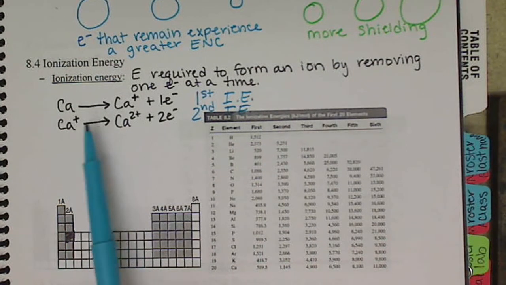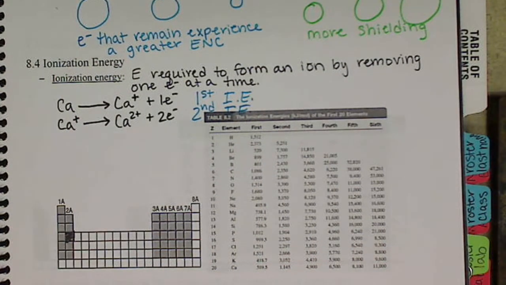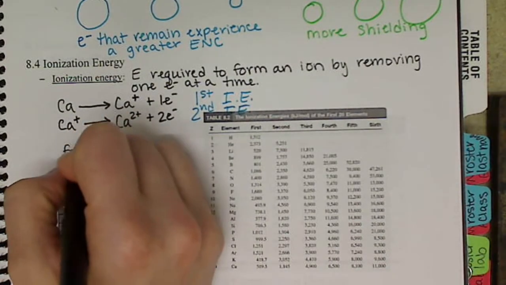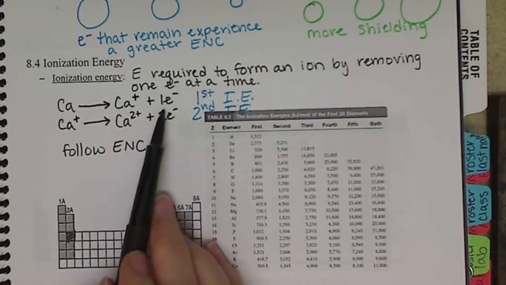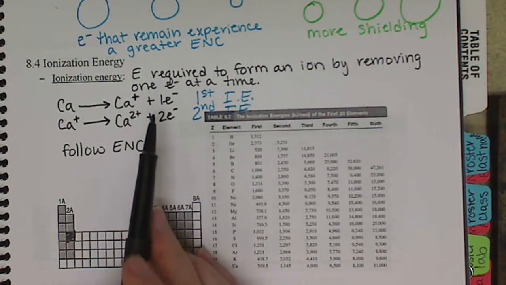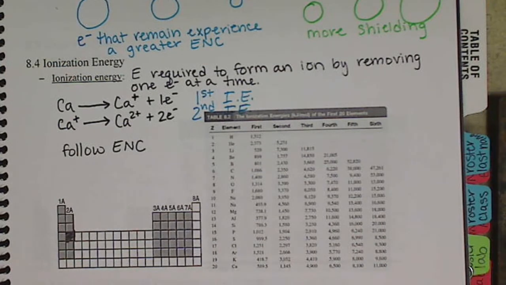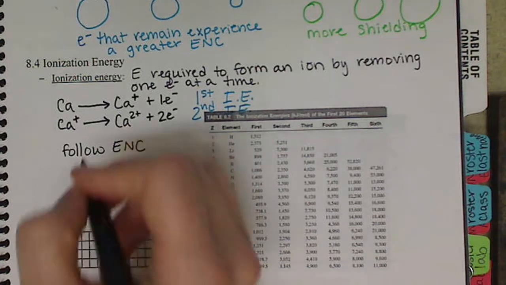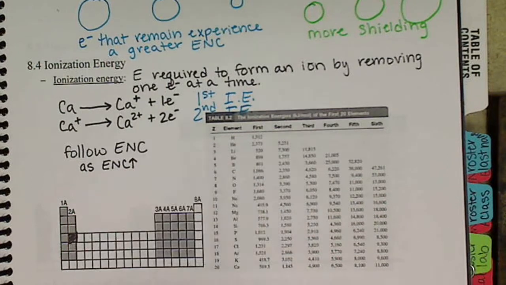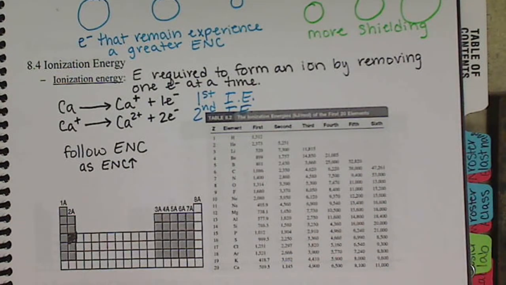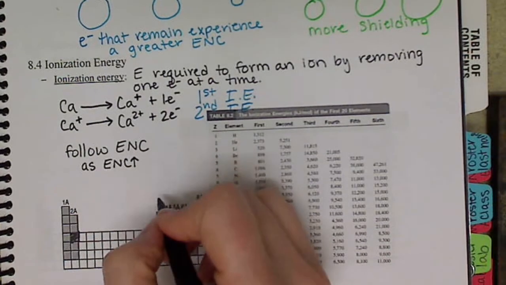So our trend for ionization energy is actually going to follow the effective nuclear charge, because the energy that's required to rip off an electron depends on how tightly that electron is being held. If it has a higher effective nuclear charge, it takes more energy to remove the electron. So as the effective nuclear charge increases, it's going to take more energy to rip off an electron.